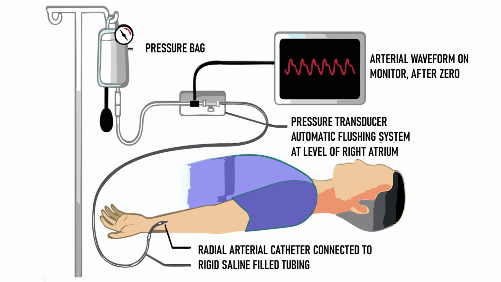The catheter is attached to a semi-rigid saline-filled tube that connects to a signal transducer that turns the pressure waveform into digital data that is visible on the monitor display. A pressure bag is inflated and that flushes the system, preventing blood from clotting. It also prevents blood from going back up into the tubing.